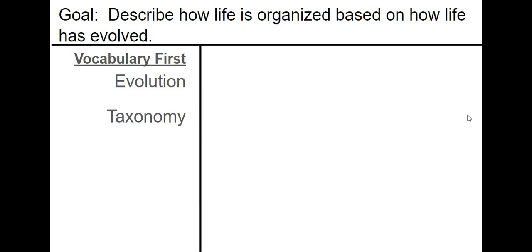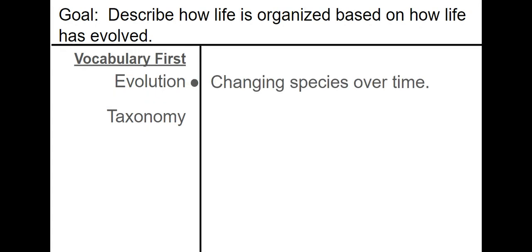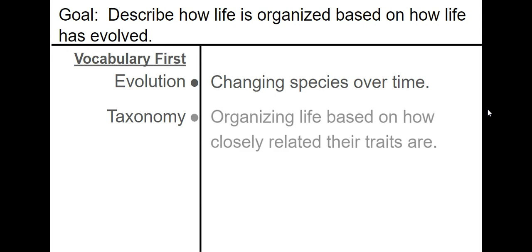So starting with vocab first, this is the same vocab that we have been using. Evolution is how species change over time. Taxonomy is how we organize life based on how closely related their traits are. So we're going to organize evolutionary history using taxonomy.